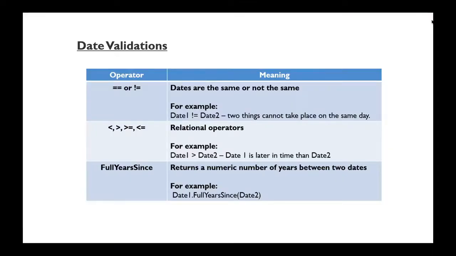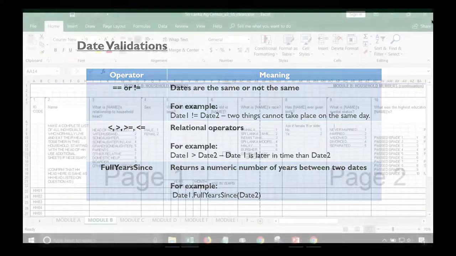Let's take a look at all the operators we can use with date questions. First of all, we can use is equal to or not equal to tell us if dates are on the same date, or make sure they're not on the same date if they shouldn't be. Next, we can have relational operators like less than or equal to. This can determine if date 1 is later in time than date 2. And finally, the operator we'll be working with today is called full years since. This function will return a numeric integer of the full years that we have between two dates.